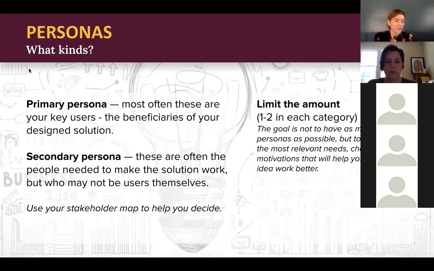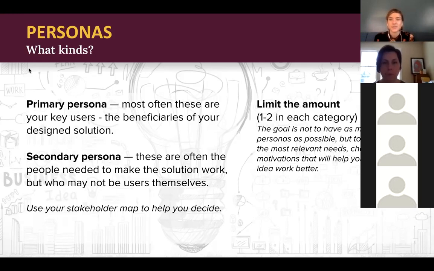Secondary persona, you can look at this in different ways, but one of the easier ways, and I think the most useful for us, will be to see them as the people that are needed to build the solution, but they might not be users themselves. So this could be people in the back end, other people from, let's say, another department or an organization that we're going to be leaning on. And so thinking back to that stakeholder map, it's more of your secondary stakeholders too.